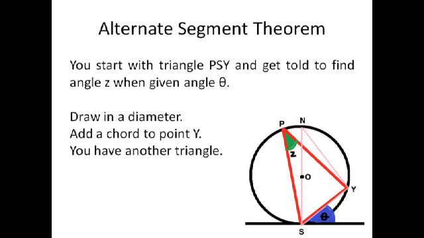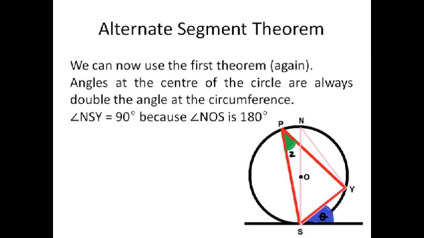So NS is the diameter, SY is the chord to point Y, and then you just add another chord from N to Y. Now we're going to use the first theorem again, and that proves that angles at the centre of the circle are always double the angle at the circumference, so we know that angle NYS must be 90 degrees, a right angle, because NOS, which is the diameter, is 180 degrees, and 180 degrees divided by 2 is 90.